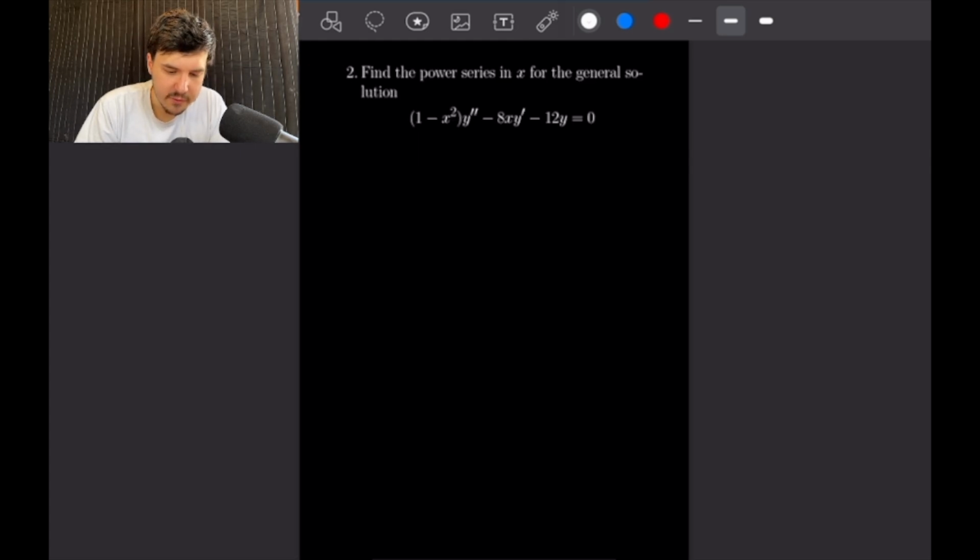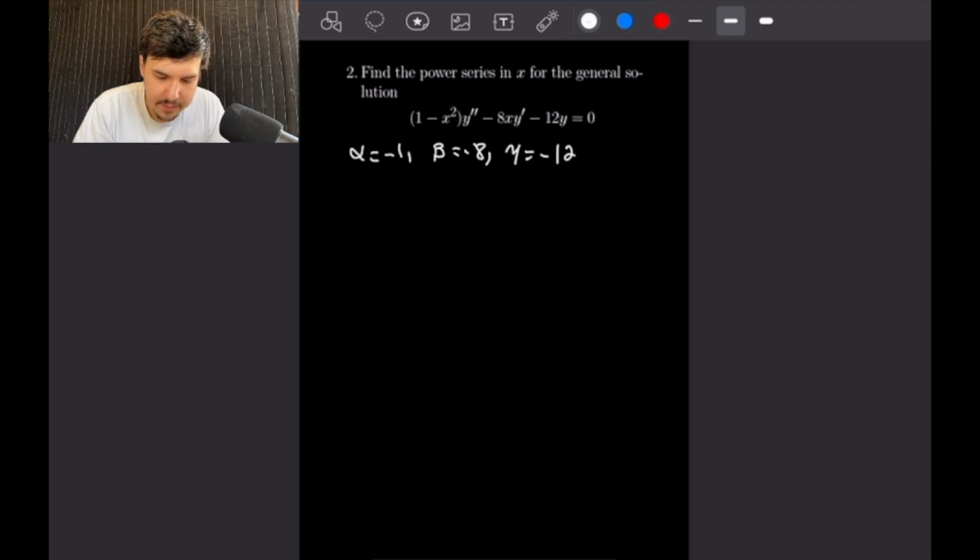So for number 2, we want to find the power series in x for the general solution of the following differential equation. We have 1 minus x squared times y double prime minus 8x times y prime minus 12y is equal to 0. So just like the last problem, we want to extract the coefficients from this differential equation. So right away we can notice that our alpha will be equal to negative 1, our beta will be equal to negative 8, and lastly our gamma will be equal to negative 12.